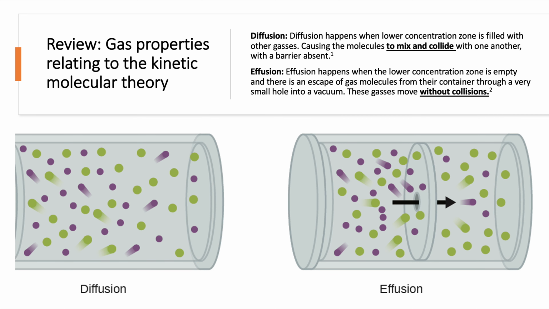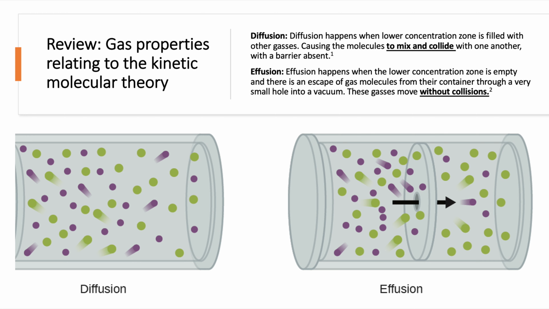So we know the rate of gas molecules' movement depends on their average speeds. Their average speeds can be impacted by the temperature, the pressure, and the molar mass of the gas. The two processes that affect the movement of gas molecules are called diffusion and effusion. Diffusion happens when the lower concentration zone is filled with other gases. This causes the molecules to mix and collide with one another, and this happens when a barrier is absent.